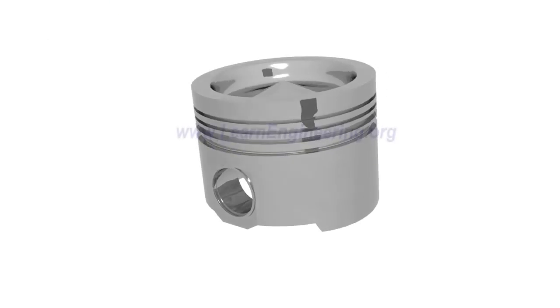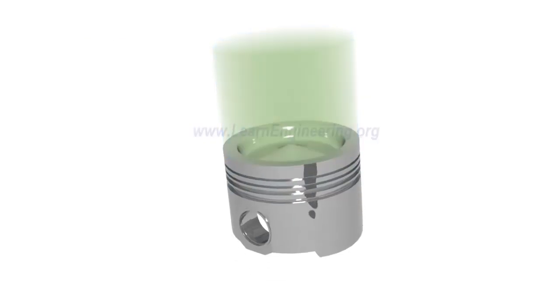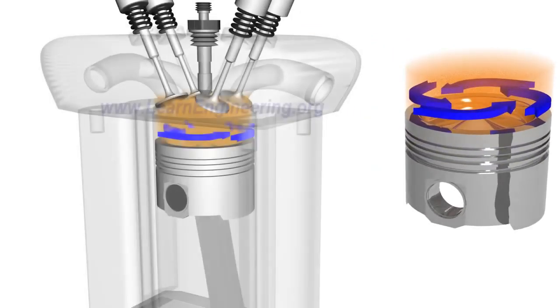You may have noticed that a bowl is provided on top of the diesel engine piston. During the compression stroke, this bowl helps produce air that is rapidly swirling. Thus, the injected fuel gets mixed with the air effectively.